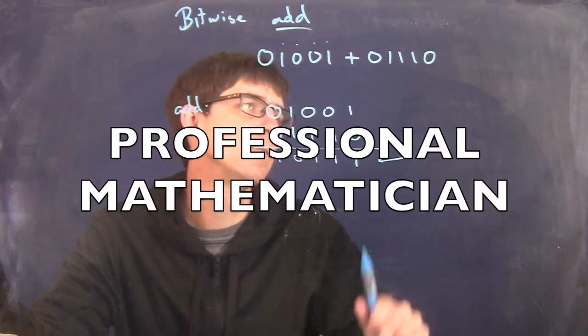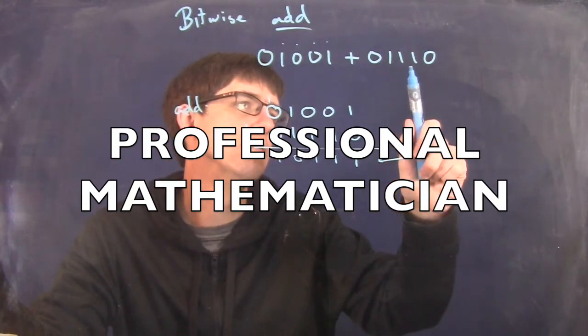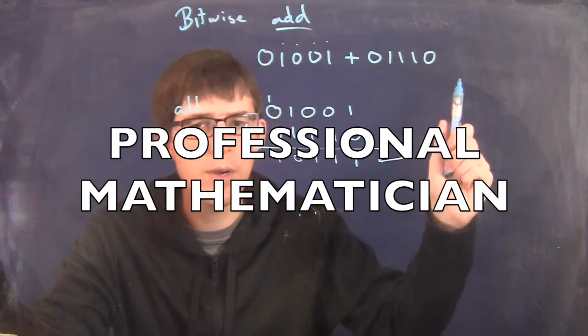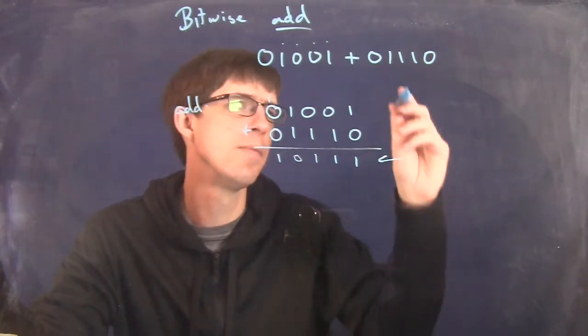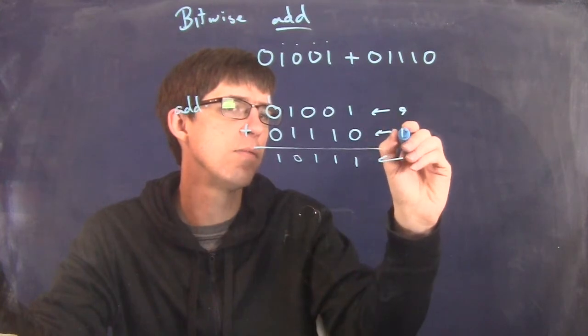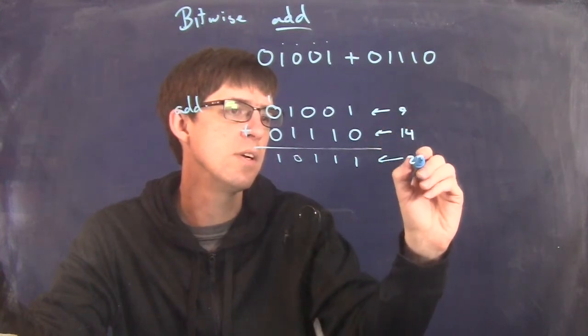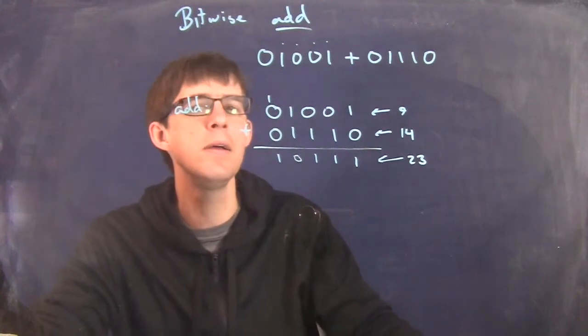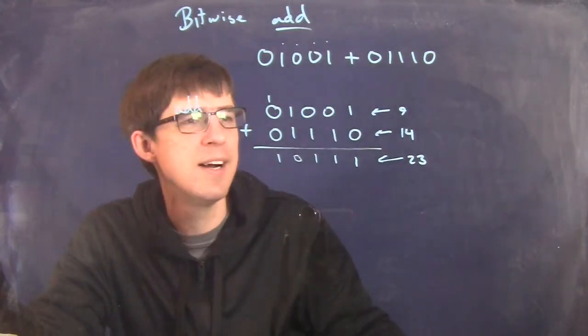9 plus 14 is 23. Did I say 25 before? 23. All right. See, this is 9. This is 14. And the answer is 23. It really worked. Okay? This is called bitwise addition.